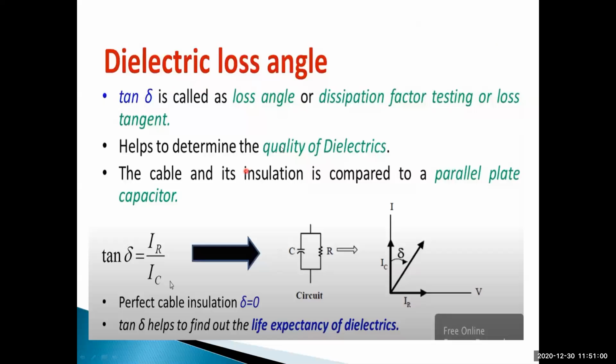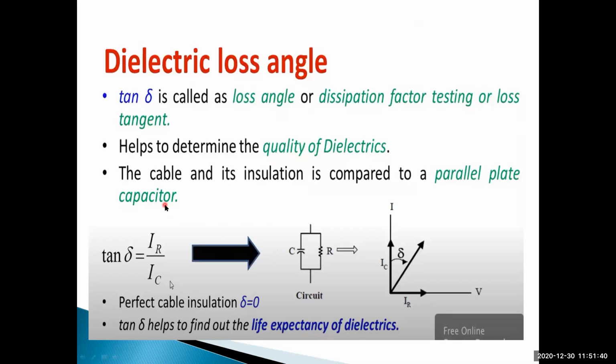Dielectric loss angle: all of you write this. Tan delta is called the loss angle, dissipation factor, or loss tangent. These are the different names of the loss factor, tan delta. It helps to determine the quality of dielectrics; it is used to measure the quality of the dielectric material based on tan delta.